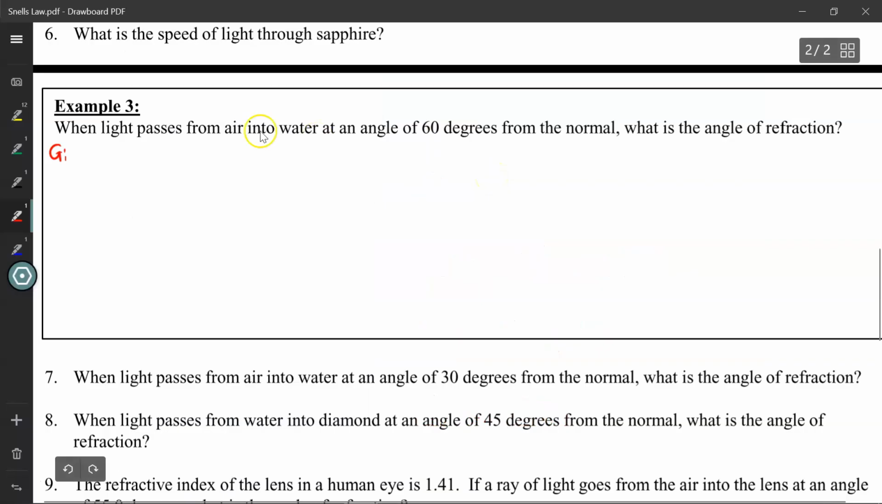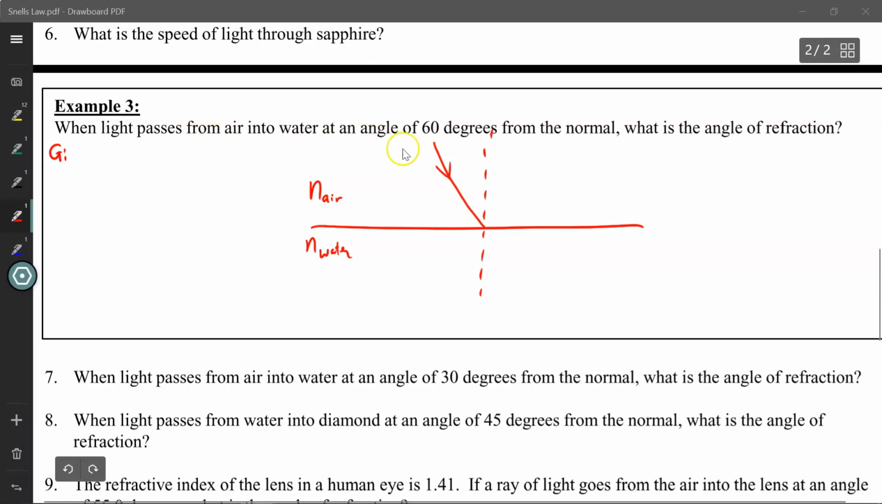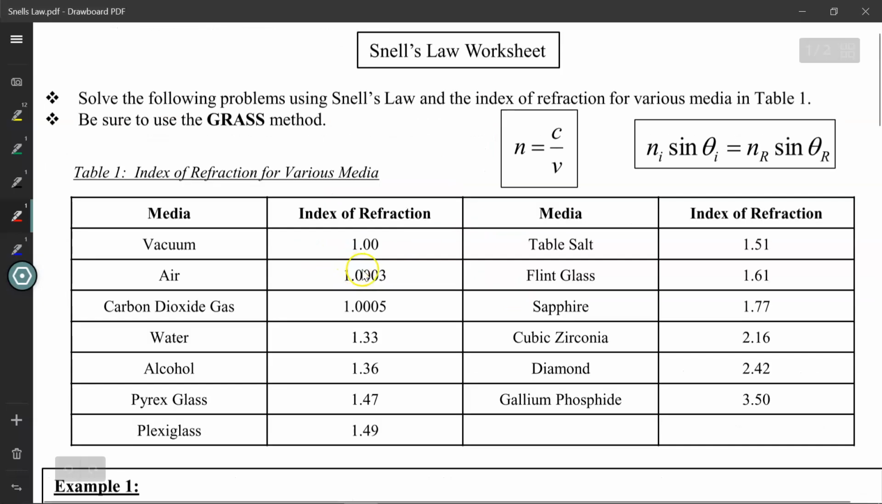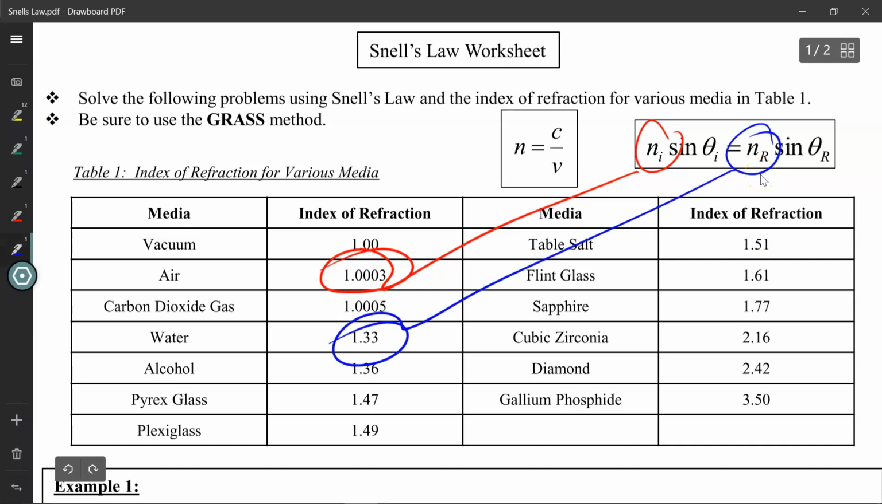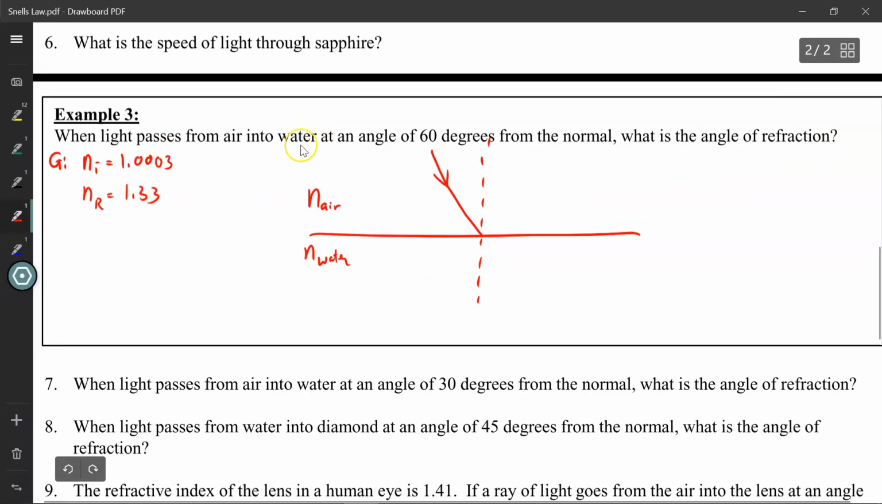Let's move on. Okay, so when light passes from air into water, so that tells me that the incident ray starts off in air, and the refracted ray will be coming out into water. So Ni is air, while Nr is water. It then goes on to say that it's entering the water at an angle of 60 degrees from the normal. So remember, we always measure from the normal. And this over here would be theta I, which is 60 degrees. And now it asks, what is the angle of refraction? So what is theta R? The angle from the normal to the refracted ray.